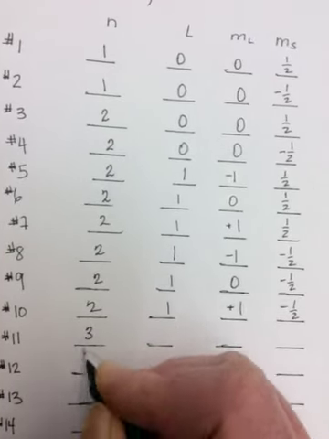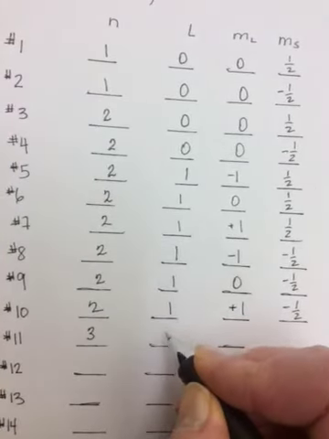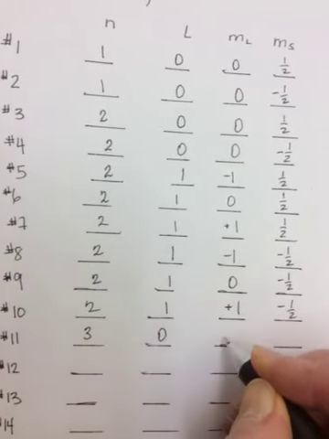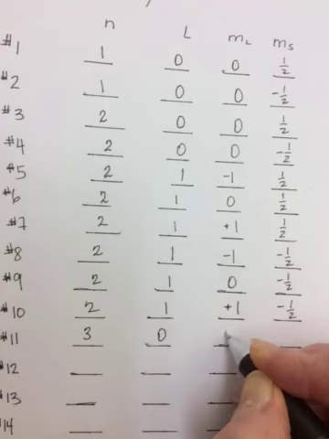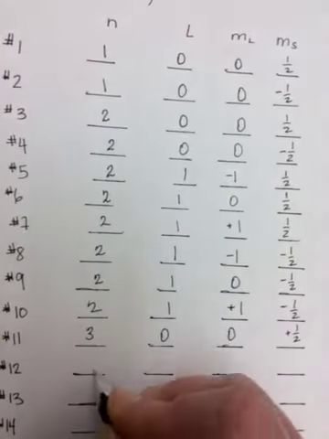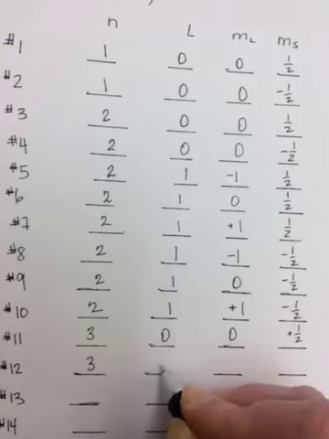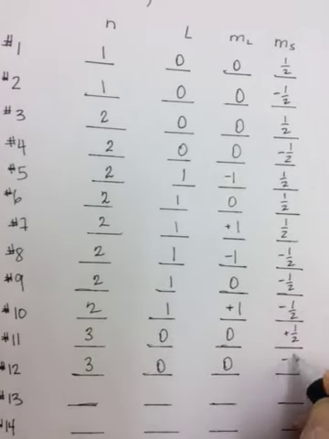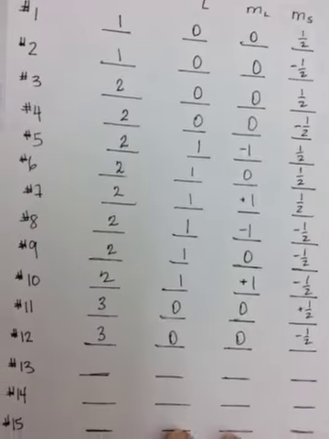so it needs to go to n equals 3. And when n equals 3, L can equal 0, 1, or 2. So starting with 0, when L equals 0, ML equals 0, and the spin positive 1/2. And then the next one, number 12, L equals 0, ML equals 0, negative 1/2.